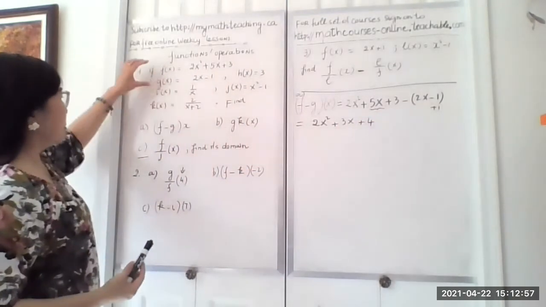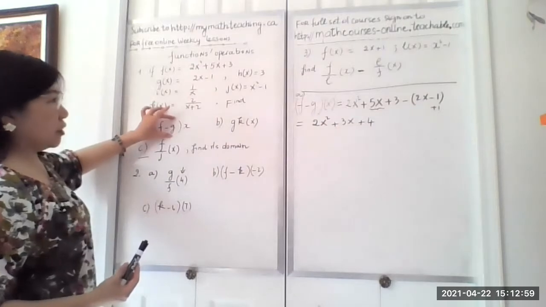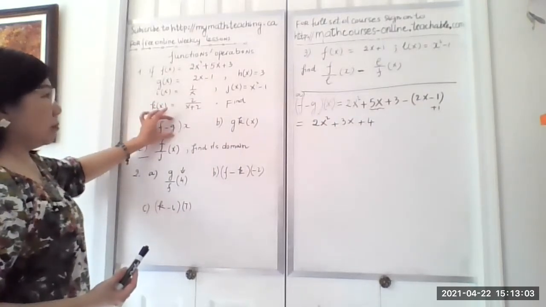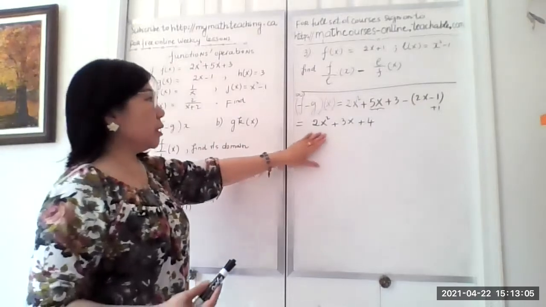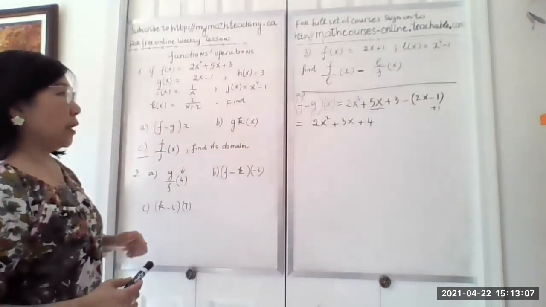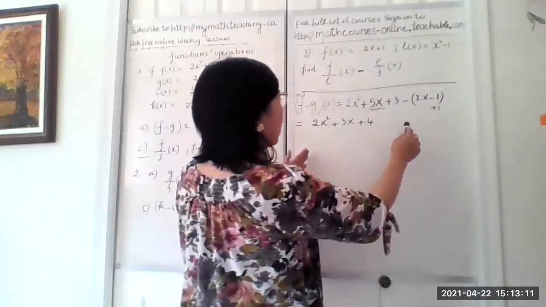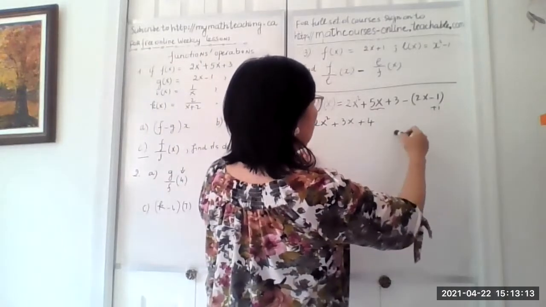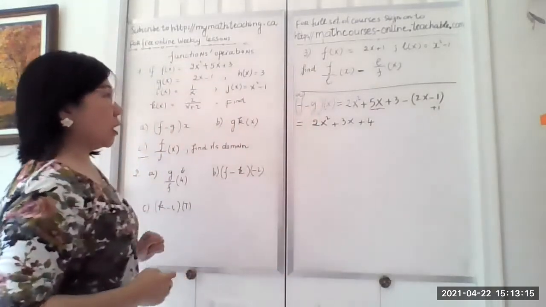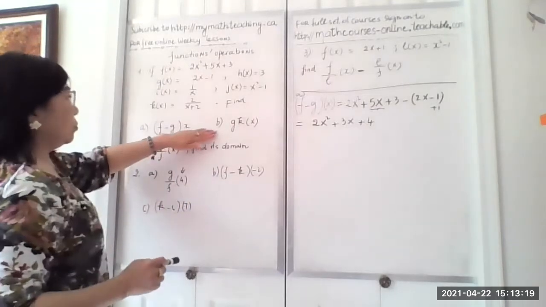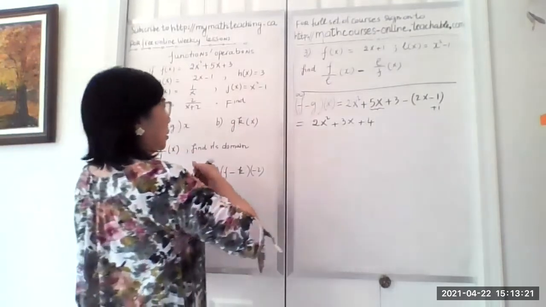So the result of these two functions subtracted from each other, f of x minus g of x, will be a parabola. And like any parabola, the domain is x belongs to the real numbers. So we don't have to worry about the domain very much. Now let's go to part b.